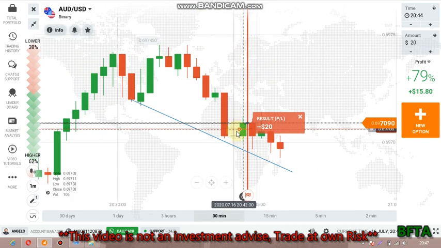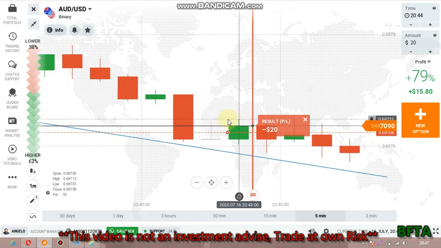I lost the trade because I was expecting that sellers would enter here. Maybe the buyers will enter here, but the buyers did not enter. So that means there's no sign of sellers. Buyers entered on the next candle. That's why I lost this trade. Okay.